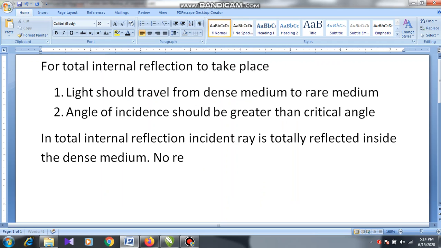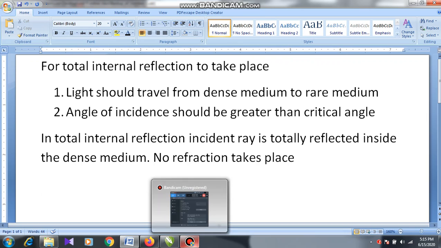No refraction takes place. Refraction is not taking place. Instead, reflection is taking place. The critical angle should be less than the angle of incidence. Hope you understood it. So this is the work for the day.